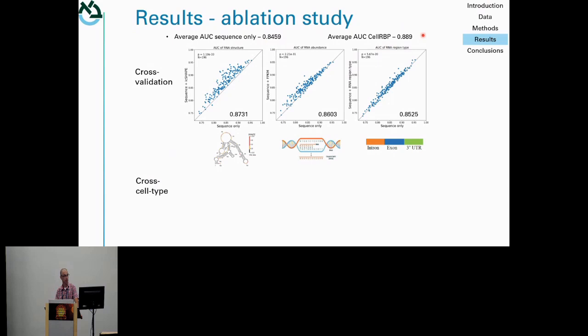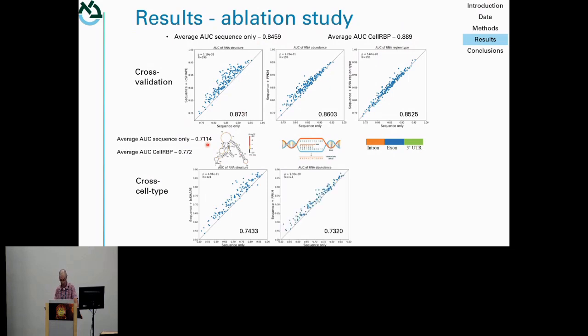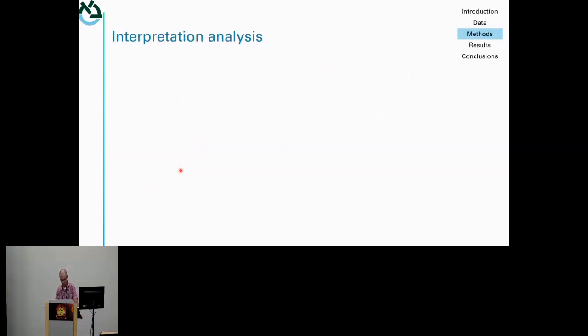Now going to cross cell type, are we going to see the same trend as we saw in cross-validation? Now we are starting from a baseline of a sequence-only model of an average of 0.71. With the structure information, we get to 0.74. With RNA abundance, we get to 0.73. And then with the region type, we get to 0.72. So a very similar trend to what we observed in cross-validation, we also observe in cross cell type. That's comforting to see that we see the same order of contribution of the input features. And eventually the combination got us to 0.77 in average AUC.